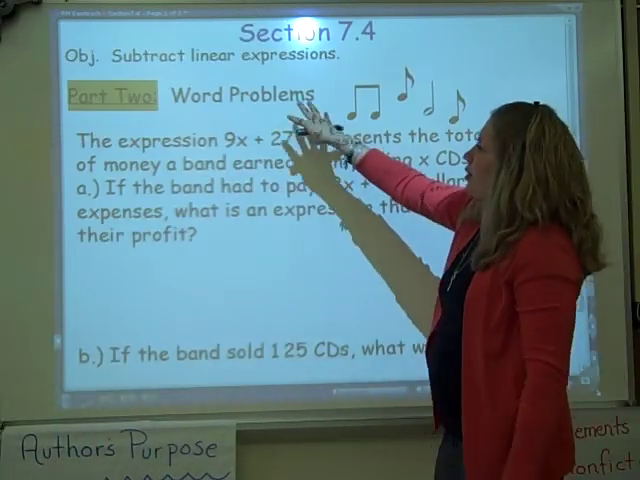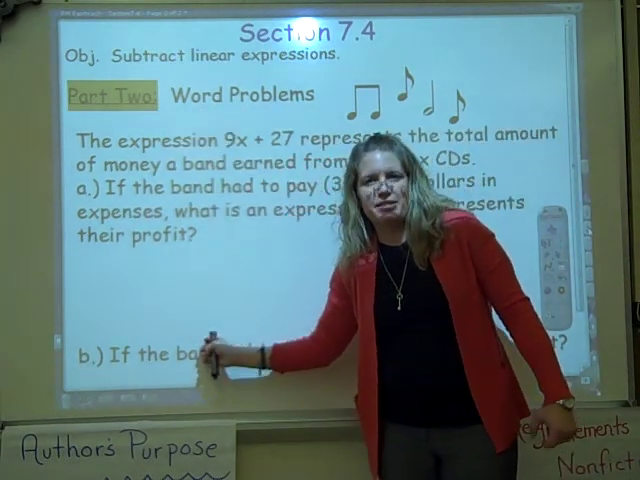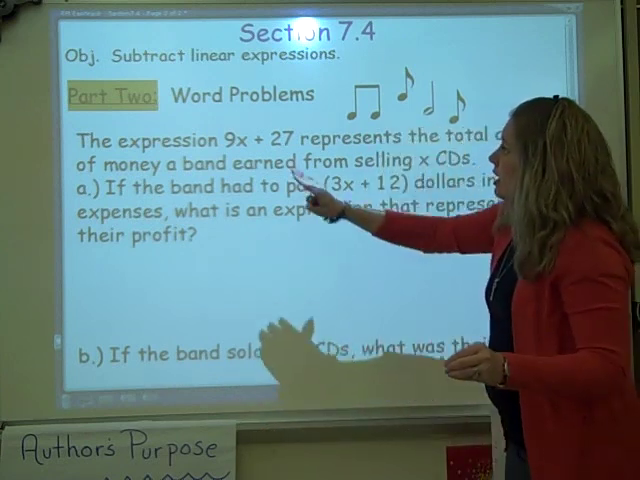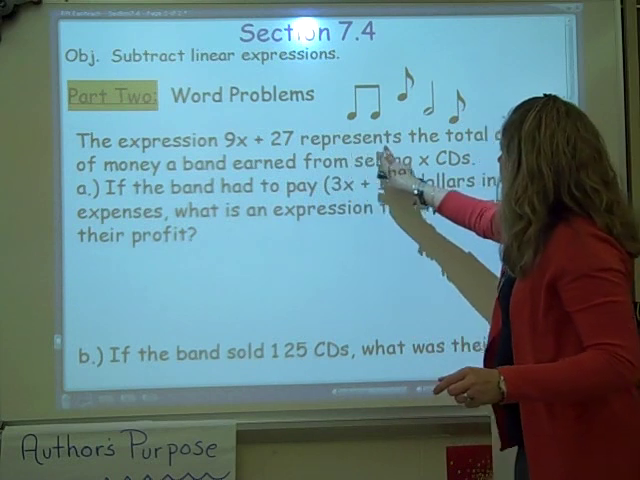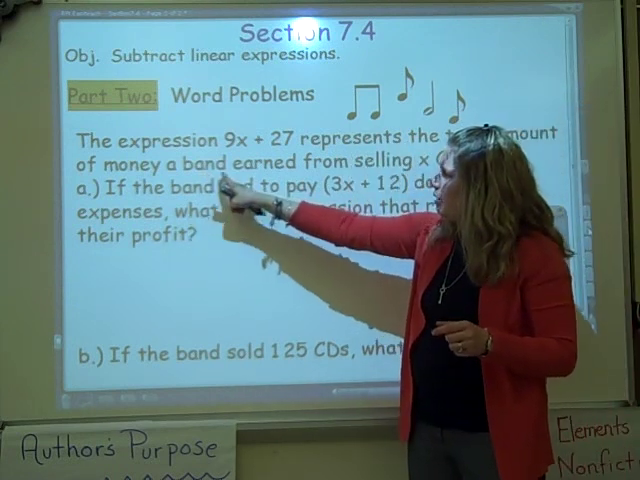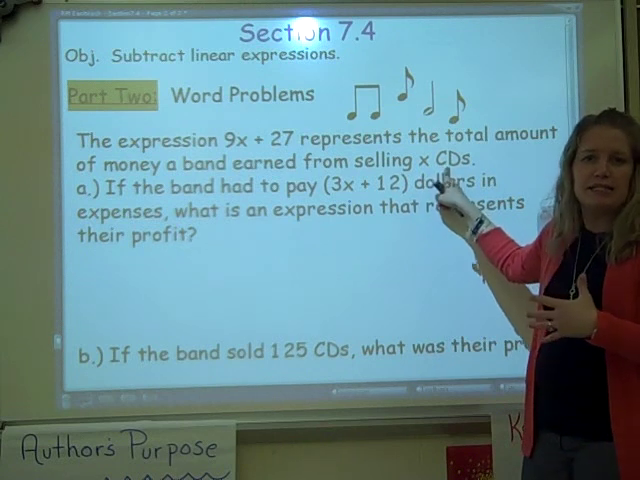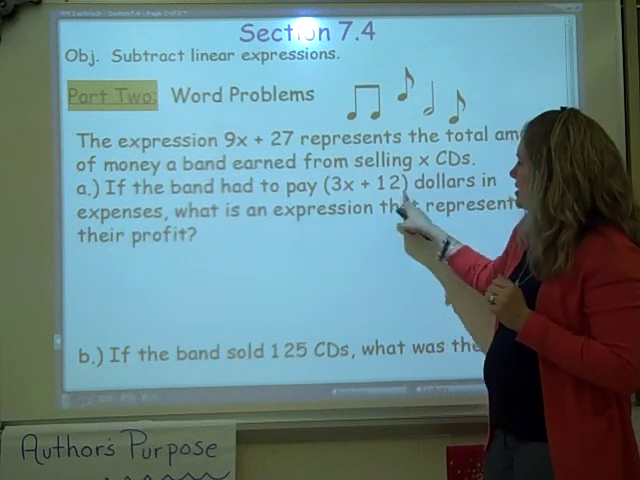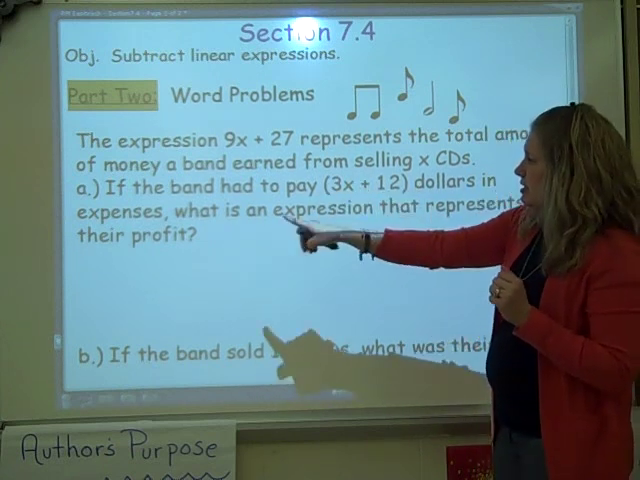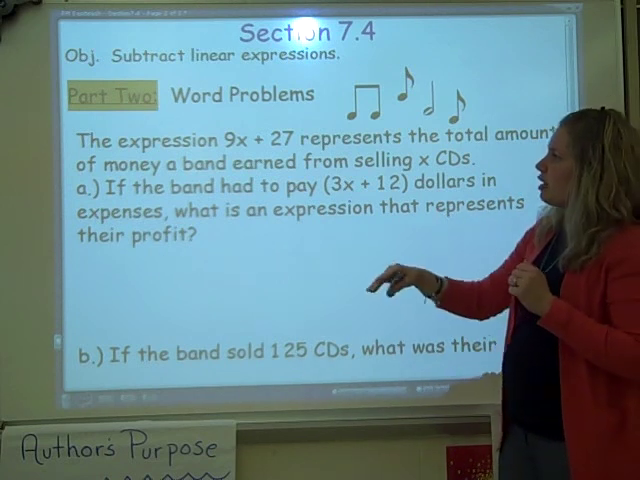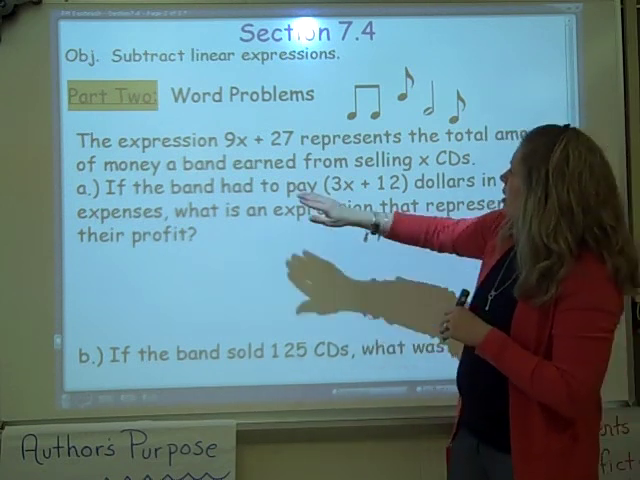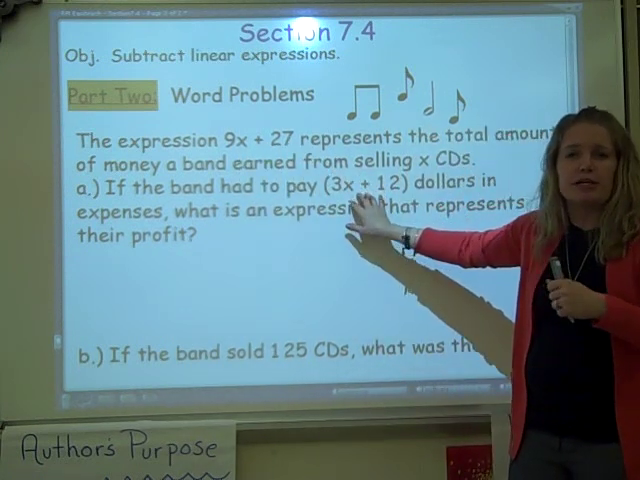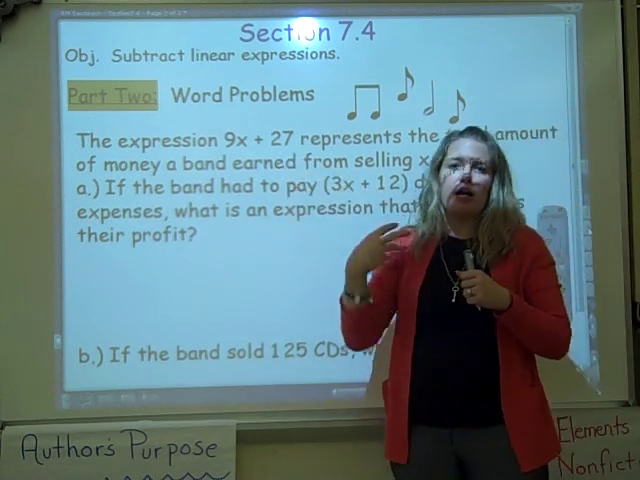Part 2, word problems, your favorite. Yes, you are going to copy down all of the parts of the word problem into your notes so that you have clear and concise notes. The expression 9x plus 27 represents the total amount of money a band earned from selling however many CDs. So that's how much money they'll make. If the band had to pay this much money in expenses, what is an expression that represents their profit? Okay, so this is how much money they earn. This is how much money they have to spend in order to earn that. So we're going to subtract out our expenses to figure out how much money we've made.